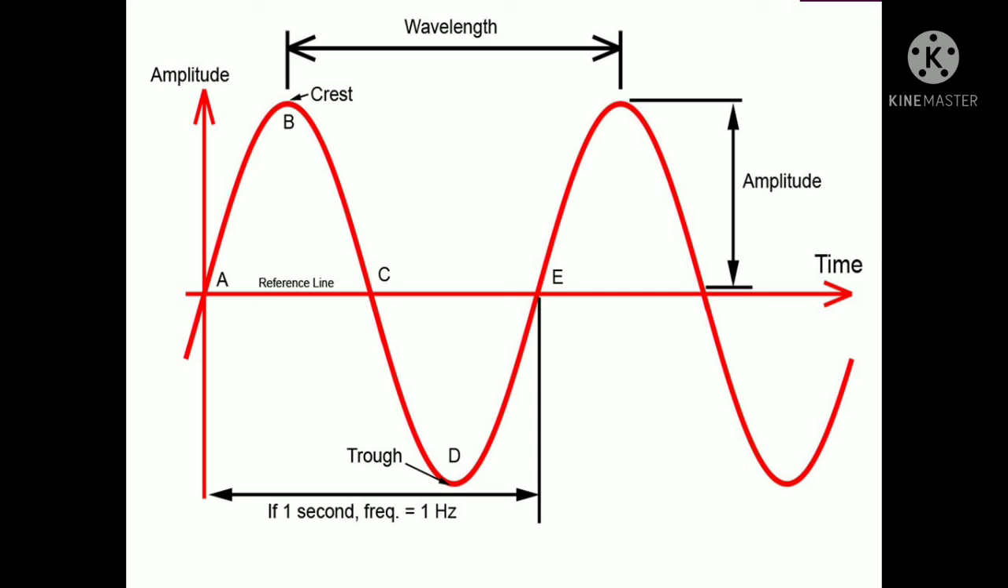From 2 amplitudes, that is a wavelength. The part that forms like a hill is known as a crest, and the lower portion where it forms down is known as a trough. Time is taken along the reference line, continuing to the right-hand side. This is a very important diagram. Just note it in your notebooks.